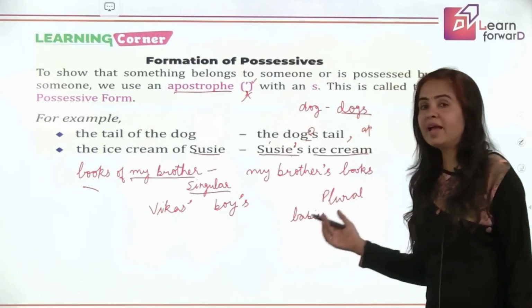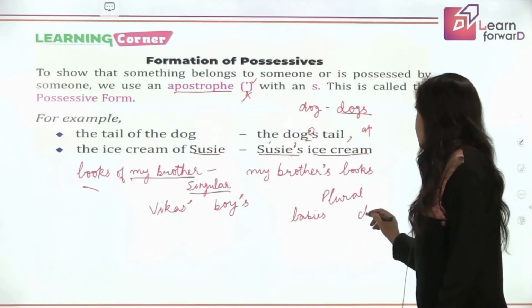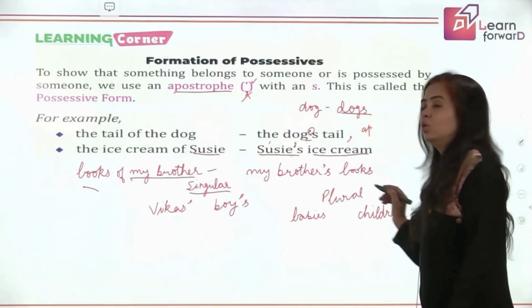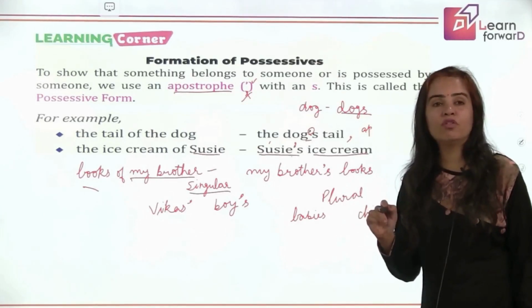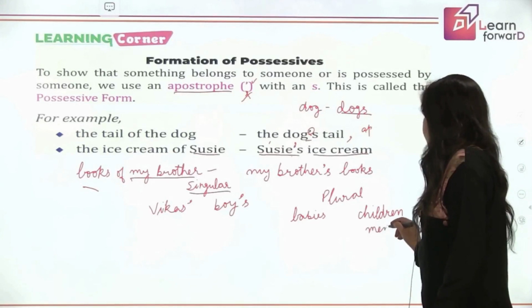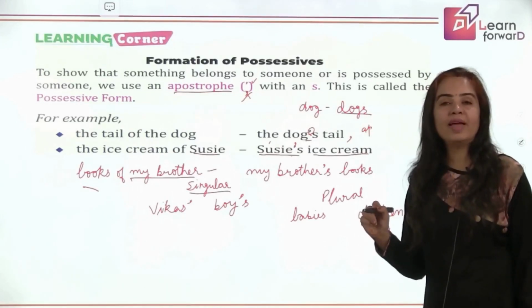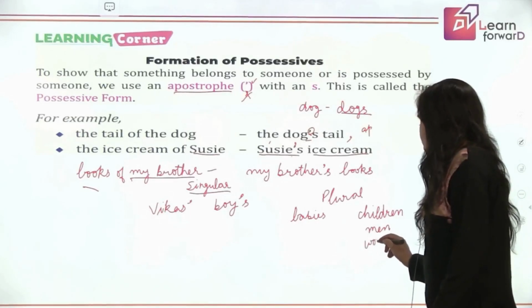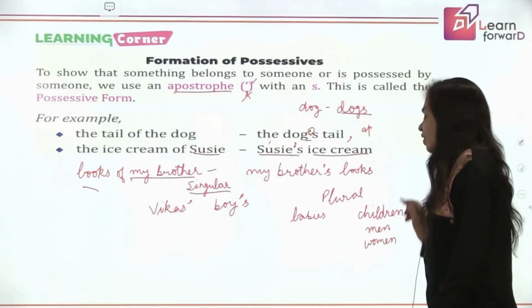Now it already has S at the end. But if I write the plural of child, what is the plural of child? Good, it is children. What is the plural of man? Yes, it is men. What is the plural of woman? Good, it is women. So all these are plural, but they do not have S at the end.